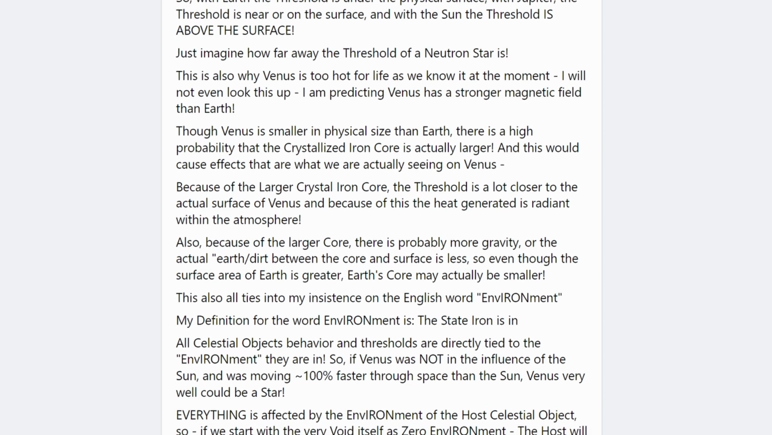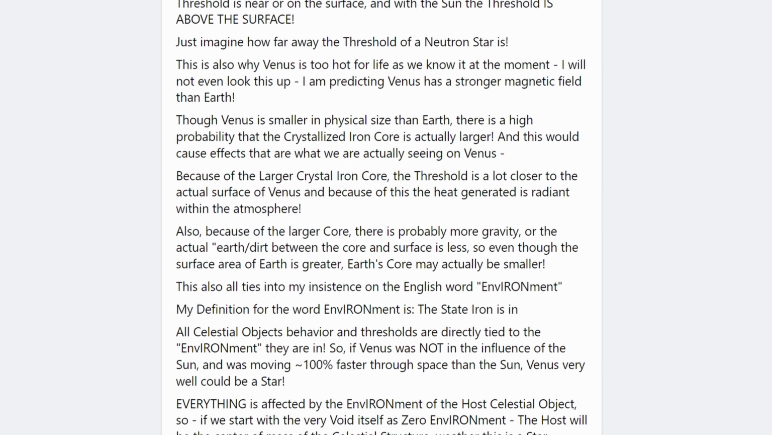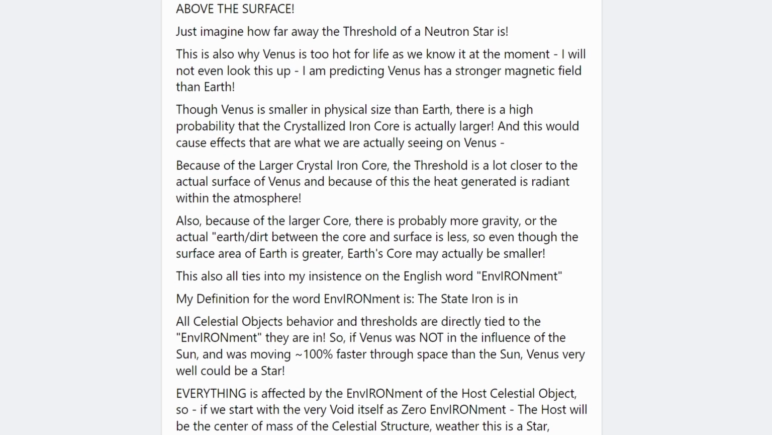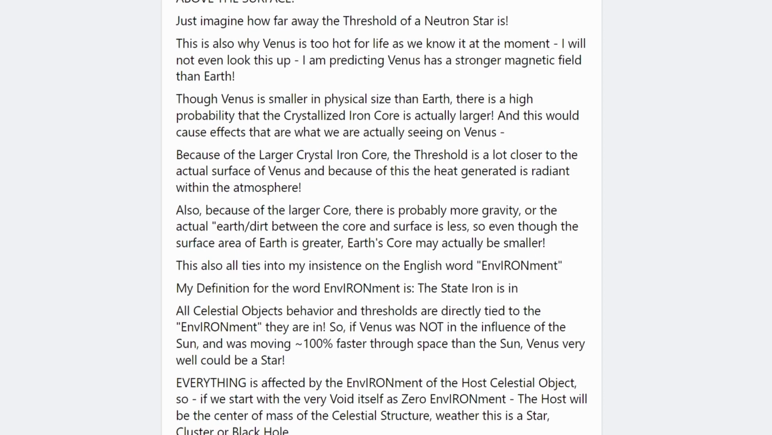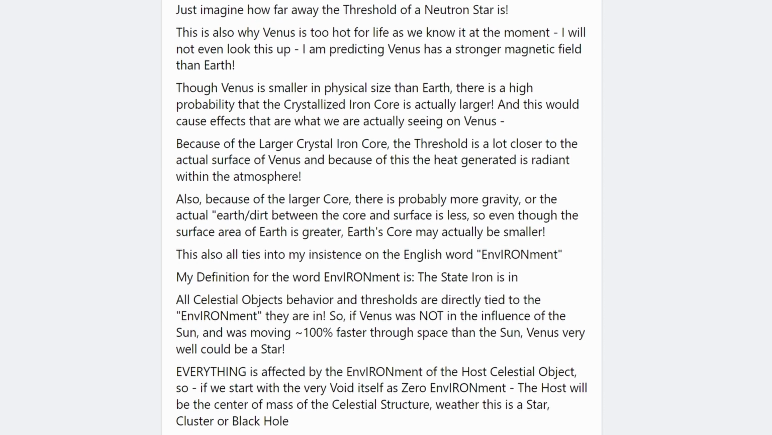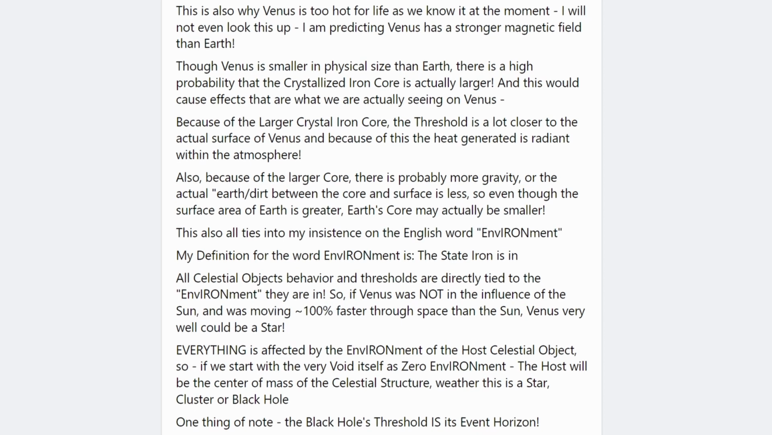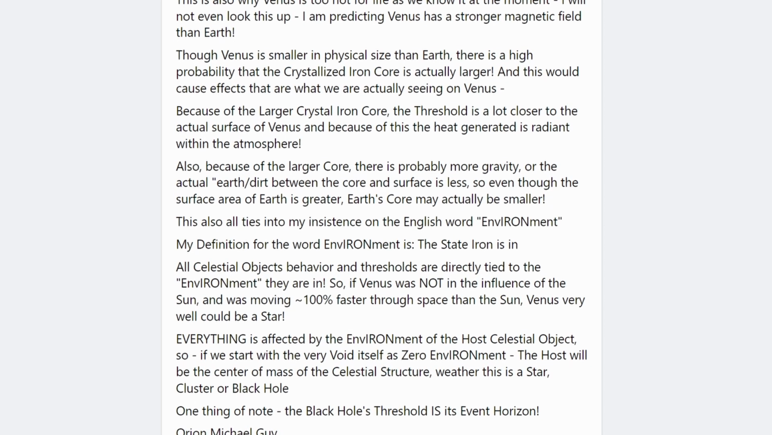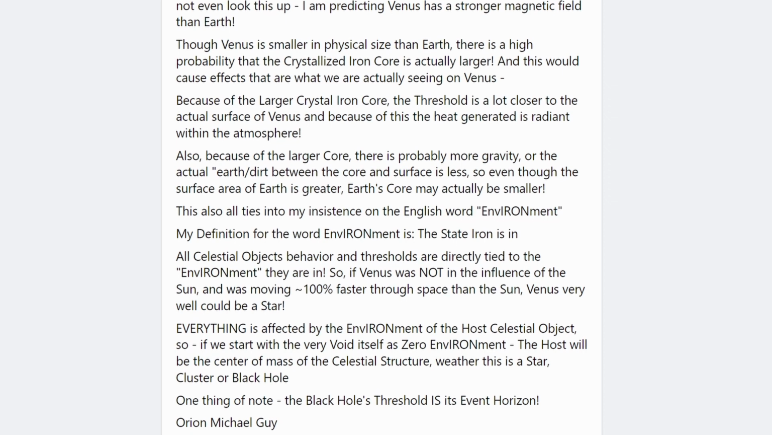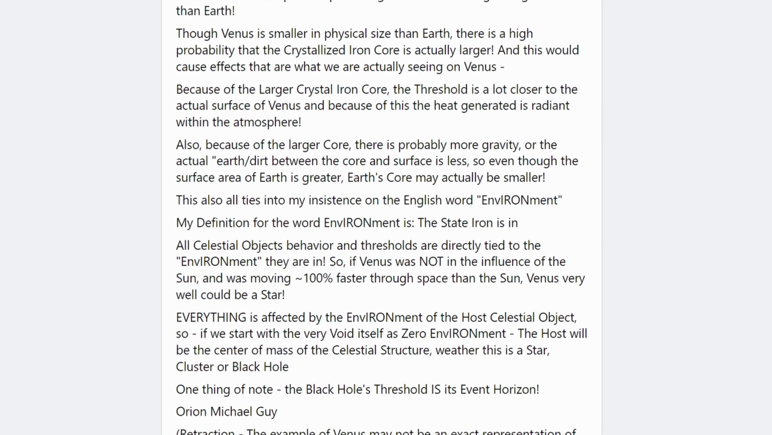This also all ties into my insistence on the English word environment. My definition for the word environment is, the state iron is in. All celestial objects' behavior and thresholds are directly tied to the environment they are in. So, if Venus was not in the influence of the Sun, and was moving 100% faster through space than the Sun, Venus very well could be a star.